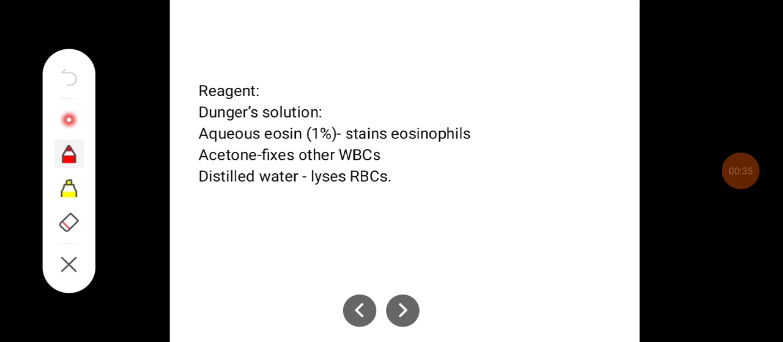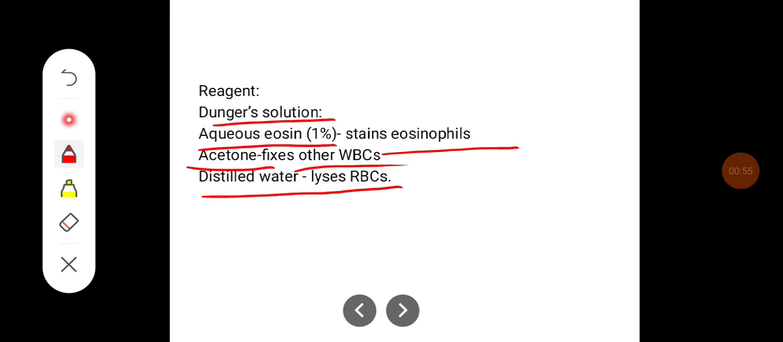Reagent, that is eosinophil diluting fluid, is Dungus solution, where it contains aqueous eosin 1%, which is going to stain the eosinophils. Then acetone, which is used, fixes the WBCs, and distilled water, which is going to lyse RBCs.